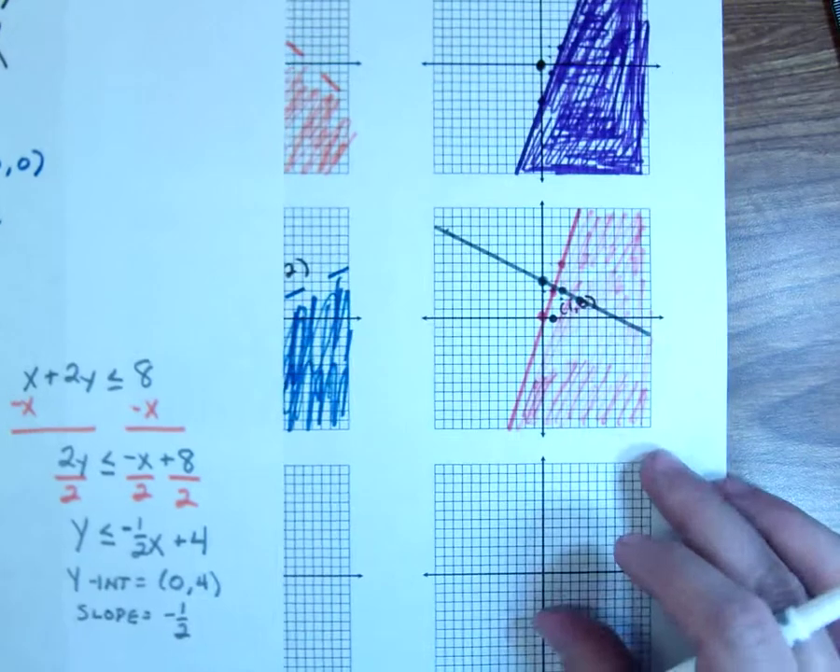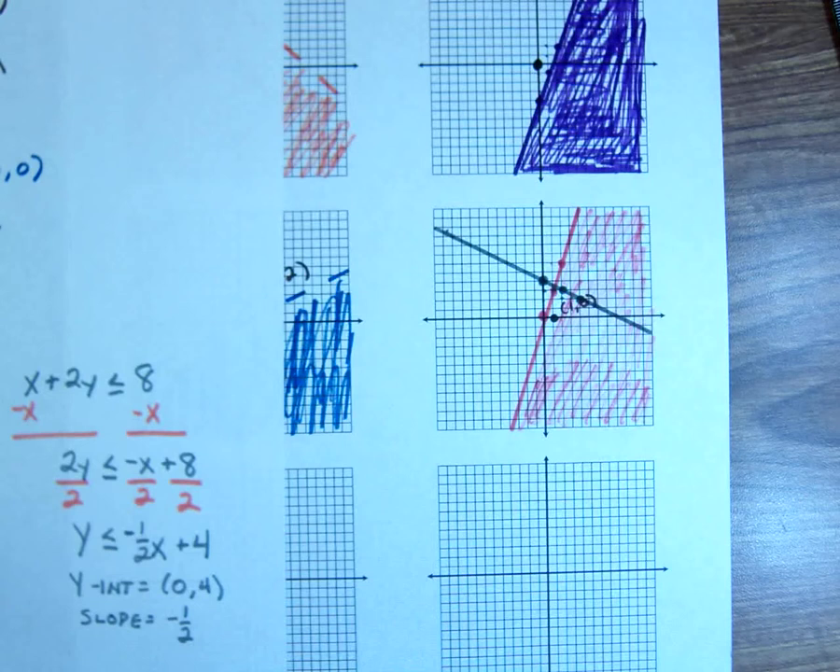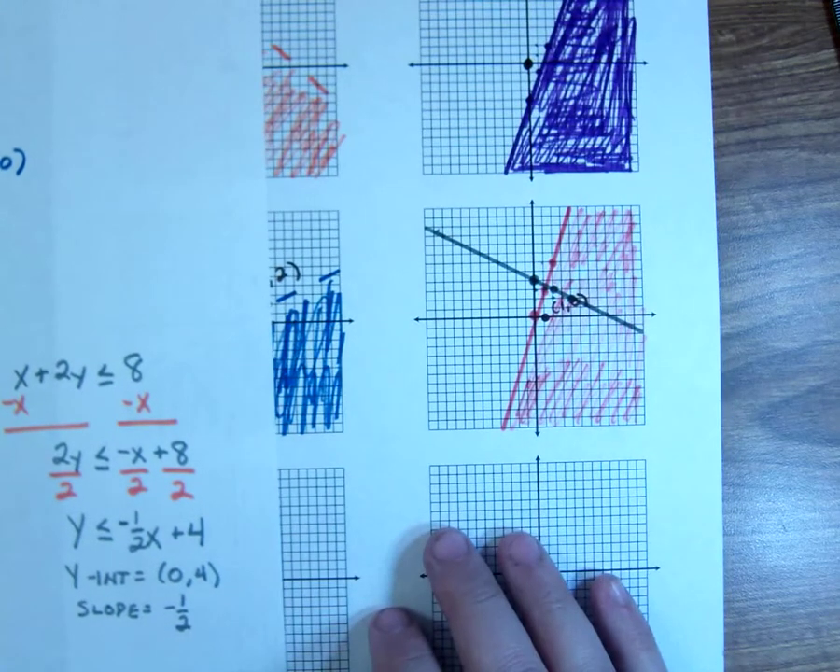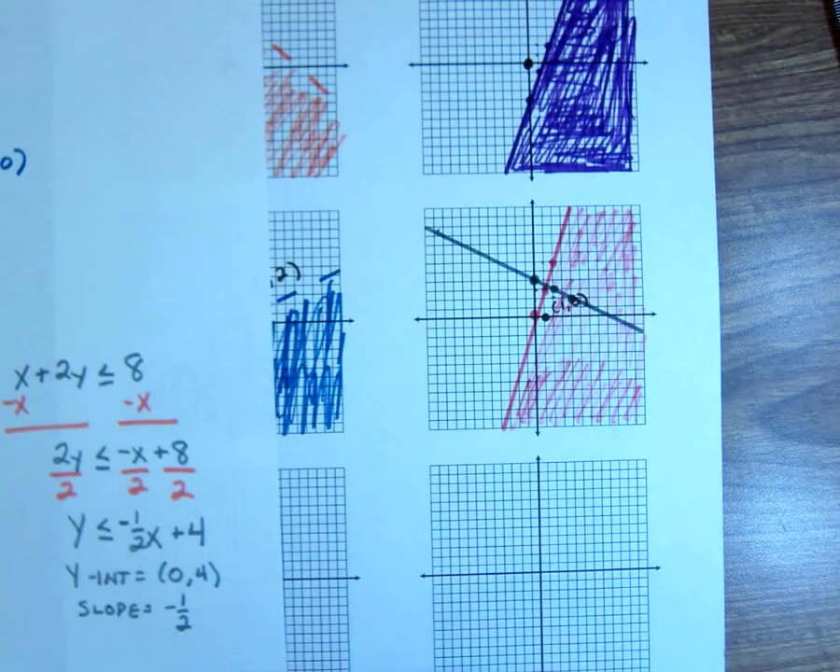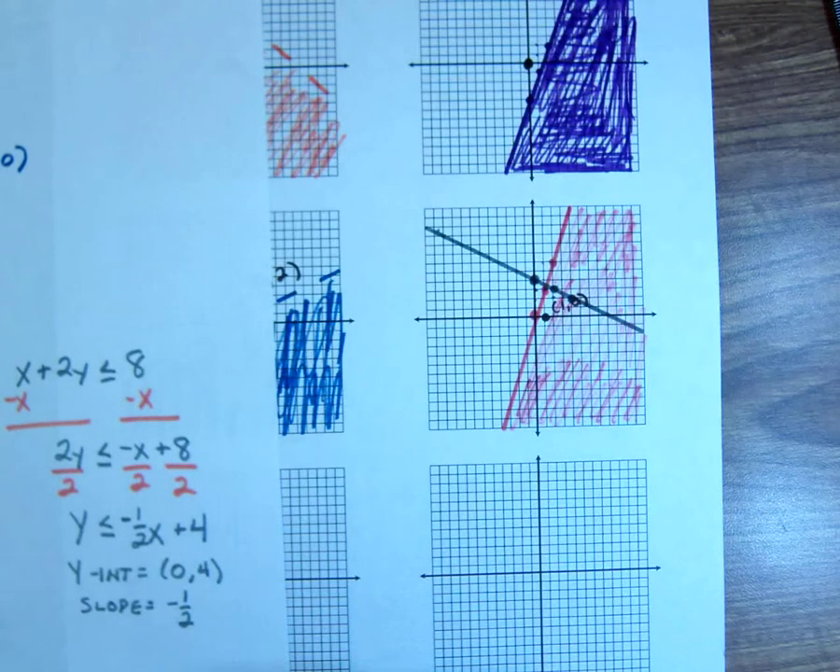Where's the other dot? Where's the second one? I got the 0, 4, and I went down one and over two. The slope was negative 1/2, so I went down 1 and right, over 2. Okay.